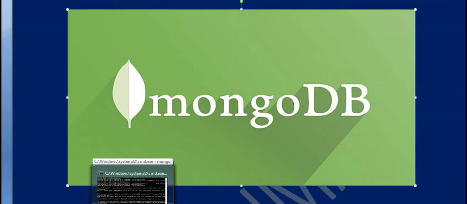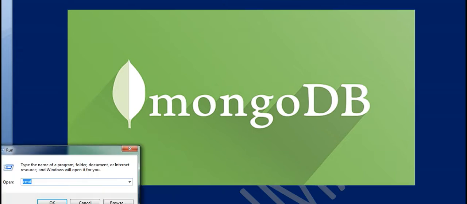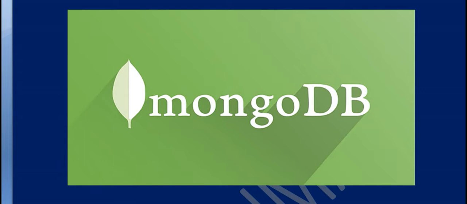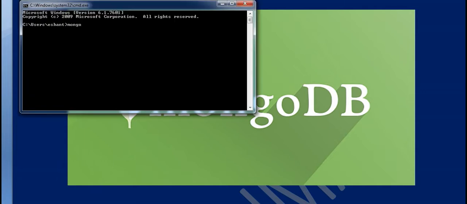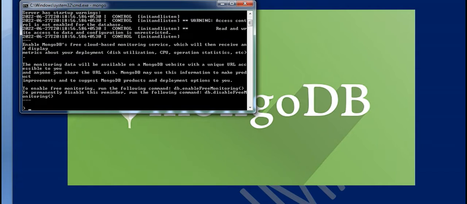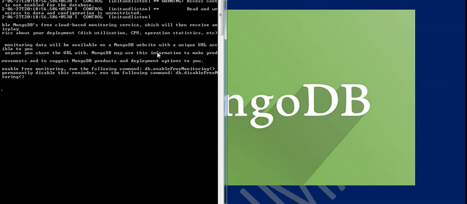So you just go to the command prompt and press cmd and type mongo, and then you can see that mongo. So once you get the mongo, you just press a single command, show dbs, show dbs. So you can see all of the databases that you have.